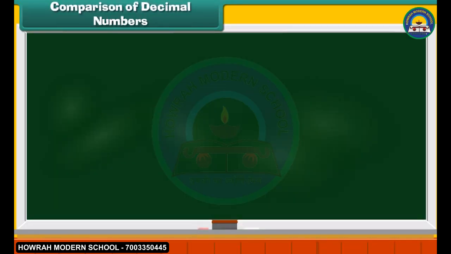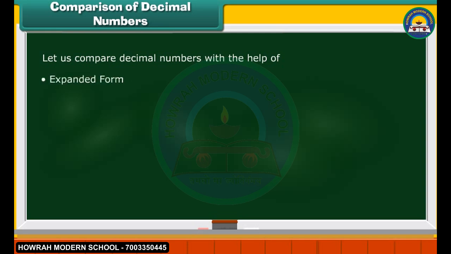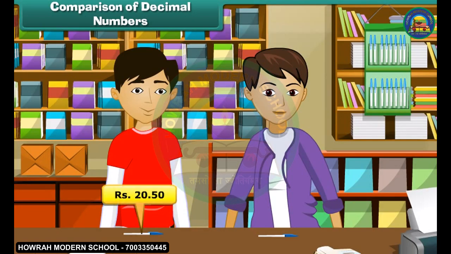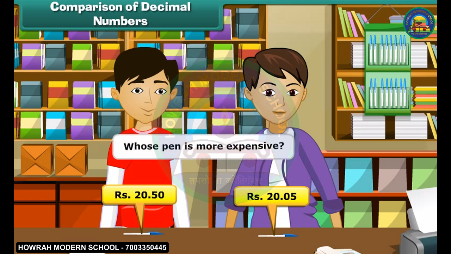Comparison of decimal numbers. To understand decimals better, we now compare decimal numbers with the help of expanded form, ascending and descending order. Let us look at some examples. Karan bought a pen for rupees 20.50, while Ravi bought a pen for rupees 20.05. Whose pen is more expensive?